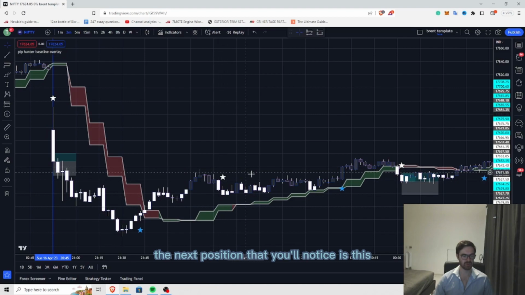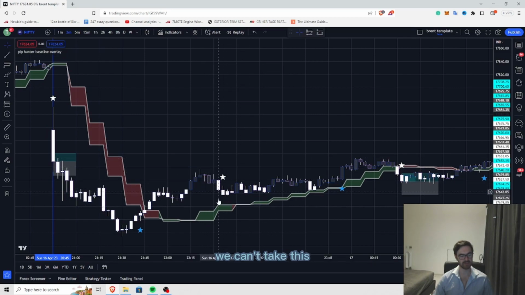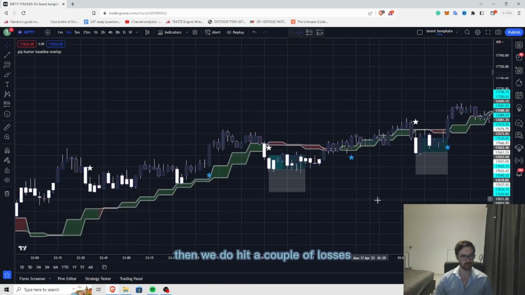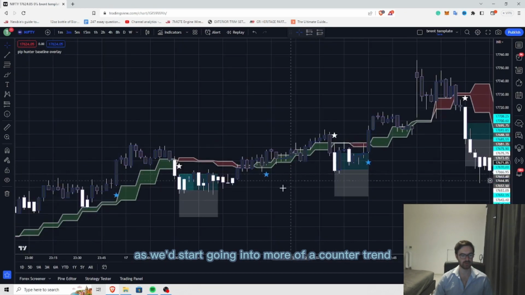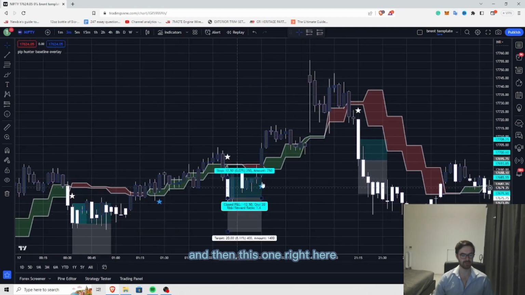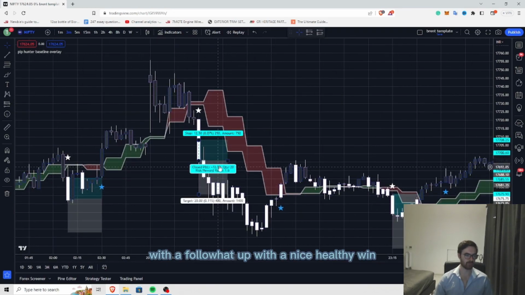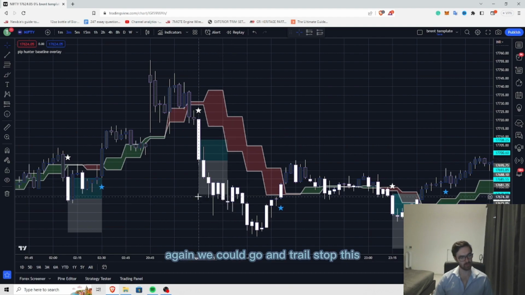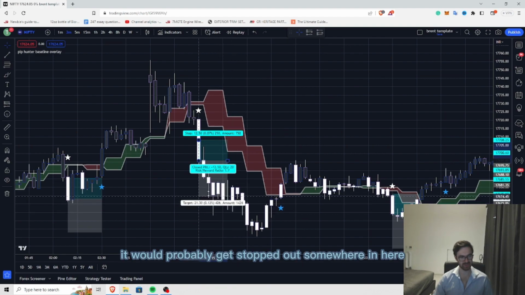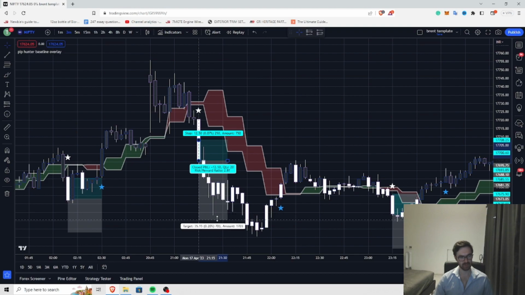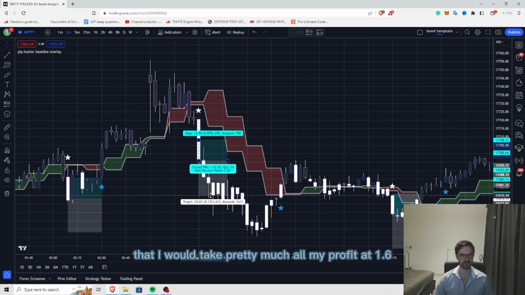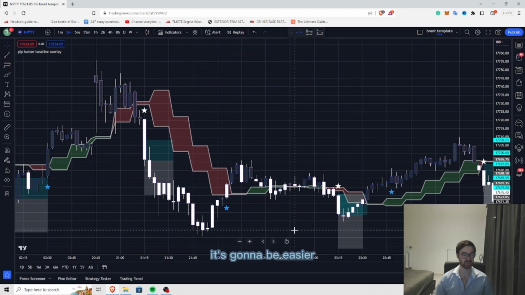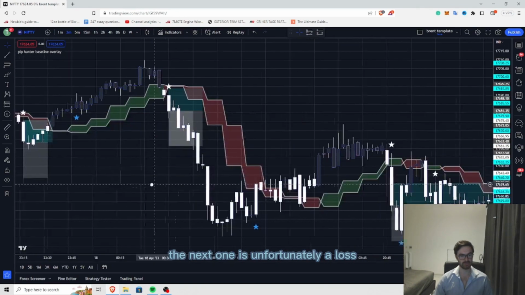The next position that you'll notice is this. We can't take this because we're above the teamer ribbon. Then we do hit a couple of losses, unfortunately, as we start going into more of a counter trend. We had this loss right here and then this one right here. We then follow that up with a nice healthy win. Again, we could go and trail stop this. It would probably get stopped out somewhere in here. The peak was 3.66, but I would again say that I would take pretty much all my profit at 1.6. It's going to be easier. The next one is unfortunately a loss.